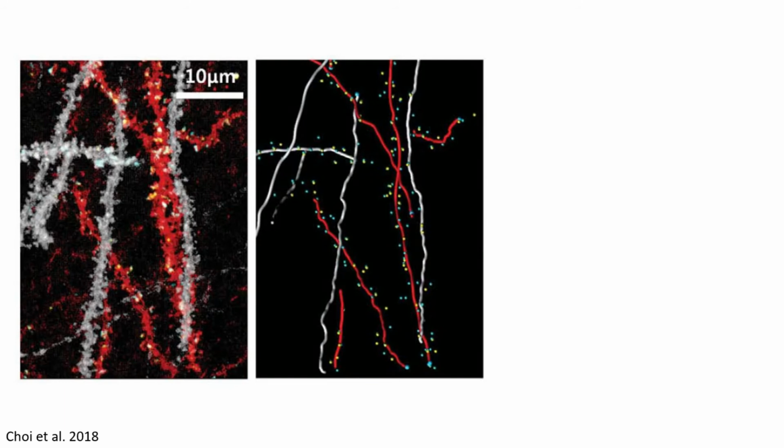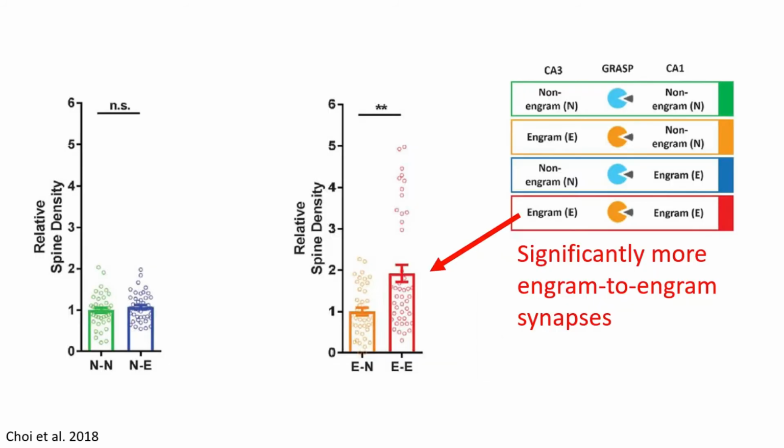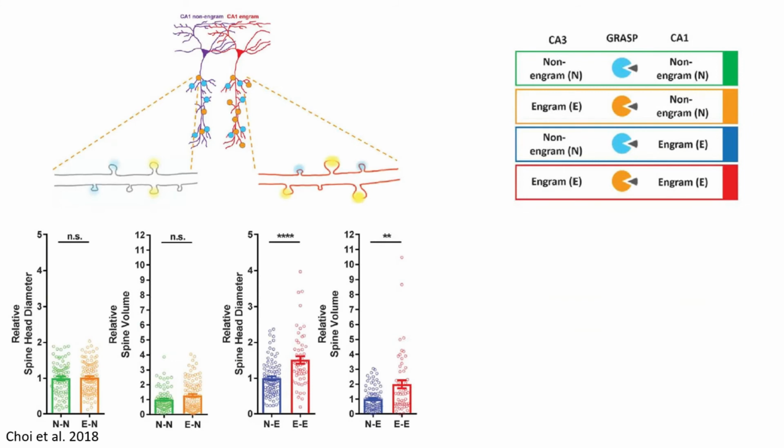Choi et al. used the 3D fluorescent volume to reconstruct the dendritic shafts and label the spiny synapses as shown here. And zooming in, one can see how each yellow or cyan labeled synapse was associated with a particular red or gray neuron. And here is the key result. When the relative spine densities of each class of synapse were compared, they found that there were significantly more engram to engram synapses than would be expected based on the other categories. They also found that the sizes of engram to engram synapses were significantly larger than the other classes.